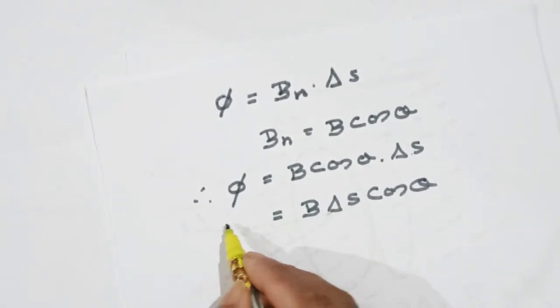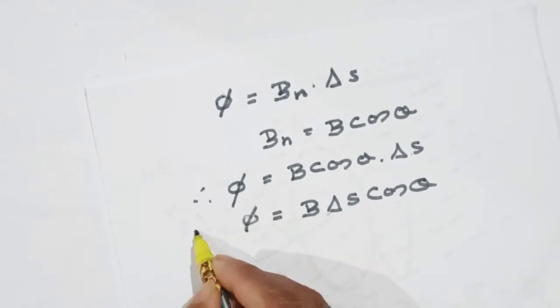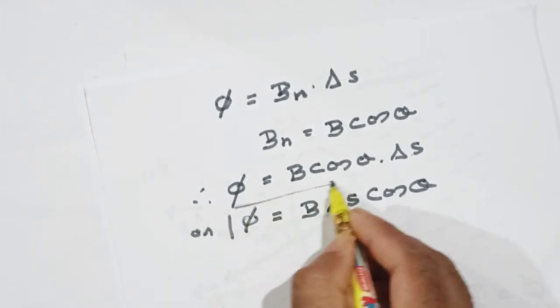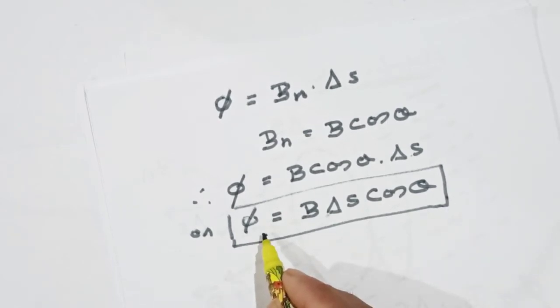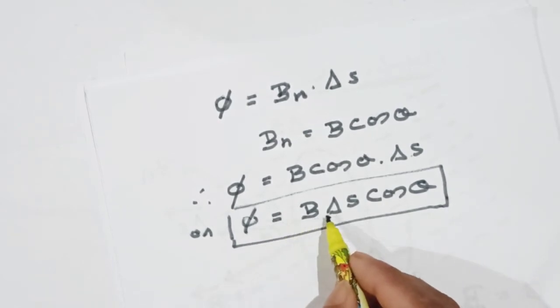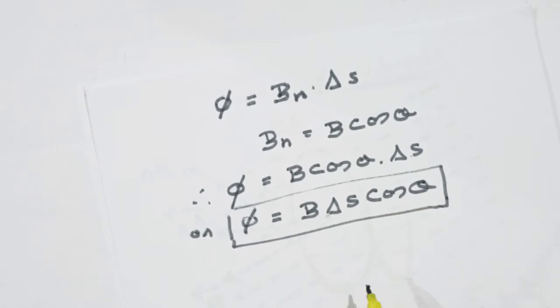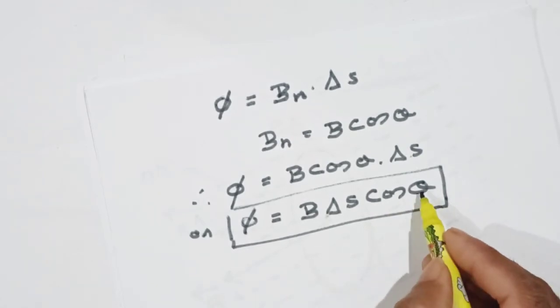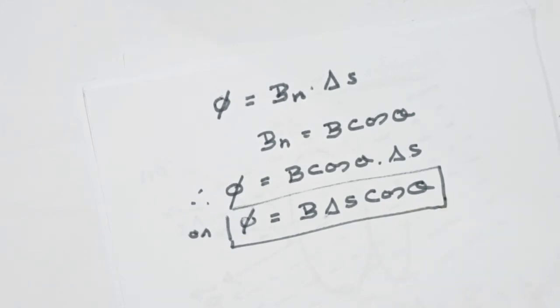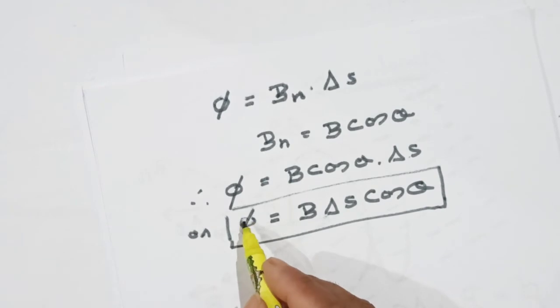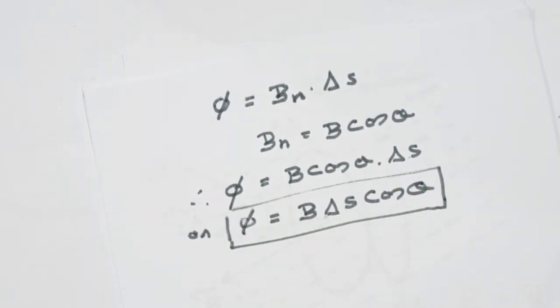So this is the expression of magnetic flux. So phi equal to B delta S cos theta. Here theta is the angle between the magnetic field lines and the normal of the surface area. So this is one expression of magnetic flux.